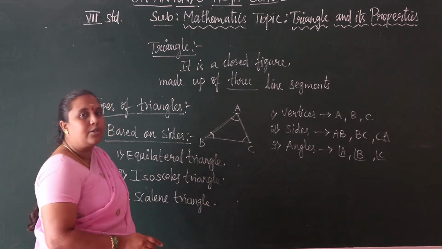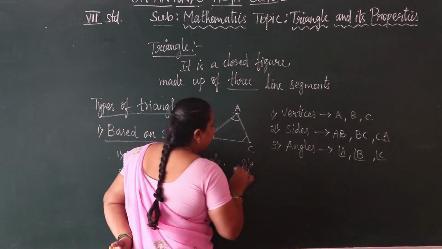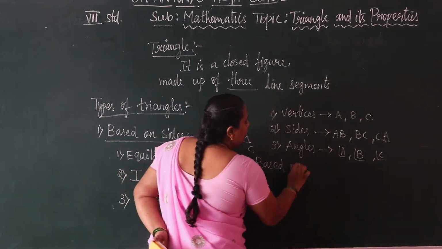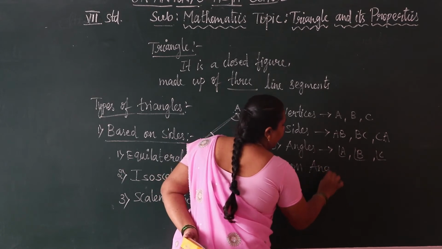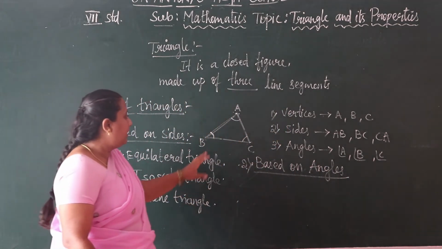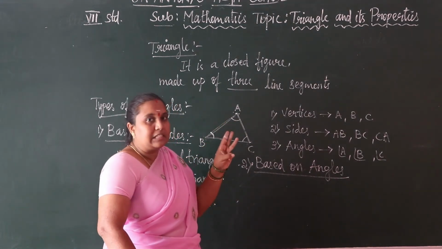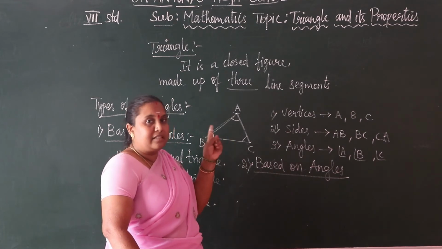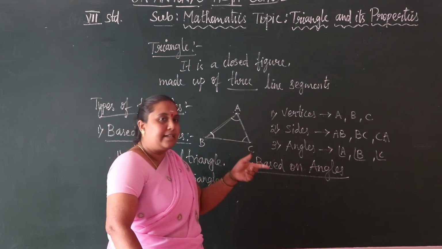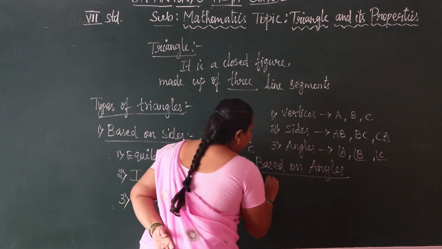And now let us move on to the classification based on angles. The second type is classified based on angles. So based on angles we can have three types of triangles. Totally we have 6 types of triangles, based on both angles and sides. So here let us see based on angles. What is the first?